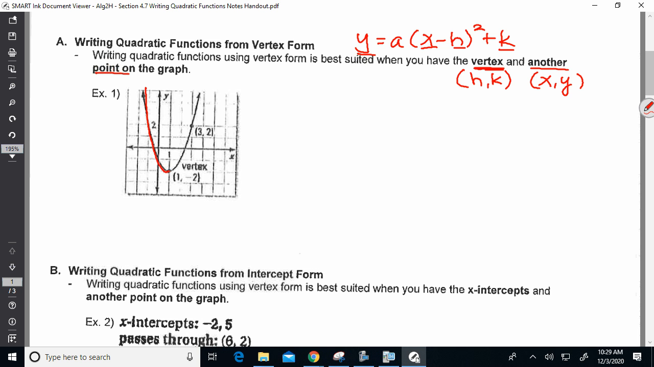Example 1, you are given a parabola. You're given a vertex of 1 comma negative 2, meaning your 1 represents h and negative 2 represents k. And you're given a point on the graph. So 3 represents x, 2 represents y.